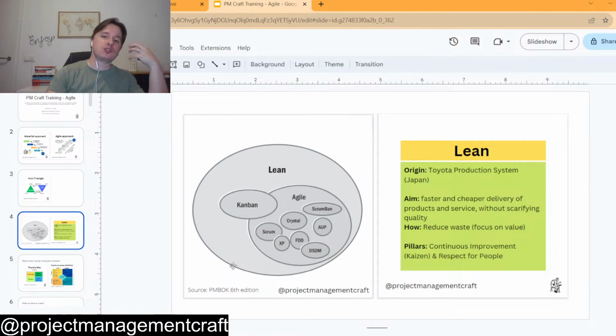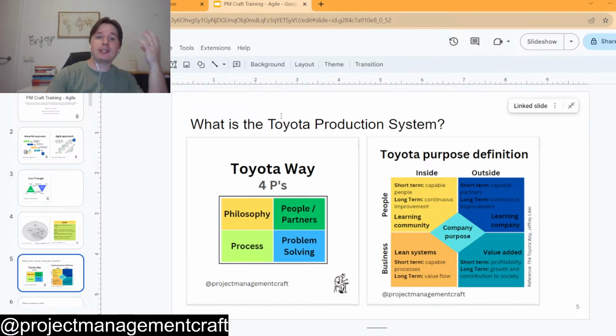So what's so different? Because Toyota starts to do that, and they start to perform very well, and that model starts to spread around the world. Then people, instead of calling it the Toyota Production System, start to call it Lean. So what is so unique about this system? Let me just give you an idea of what the Toyota Production System is.